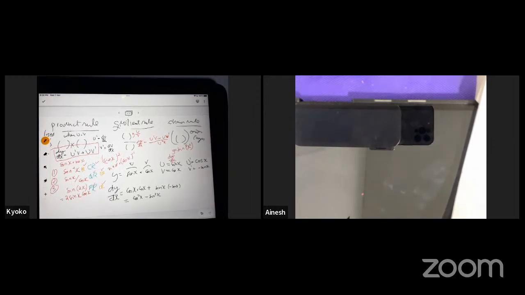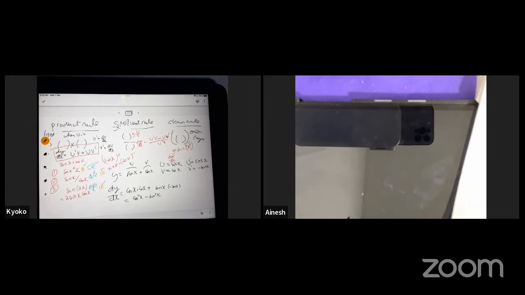You're going to, in your mind, pretend that this is u. Why do I ask you to do that? Because sine x squared is not basic. Sine x is basic. By right, you do not know how to differentiate sine x squared, but you know how to differentiate sine x, because sine x is basic. Do you understand, Ainesh and Kyoko? Yeah. So by pretending that it is u, I'm pretending that it is basic because sine u is basic, right?